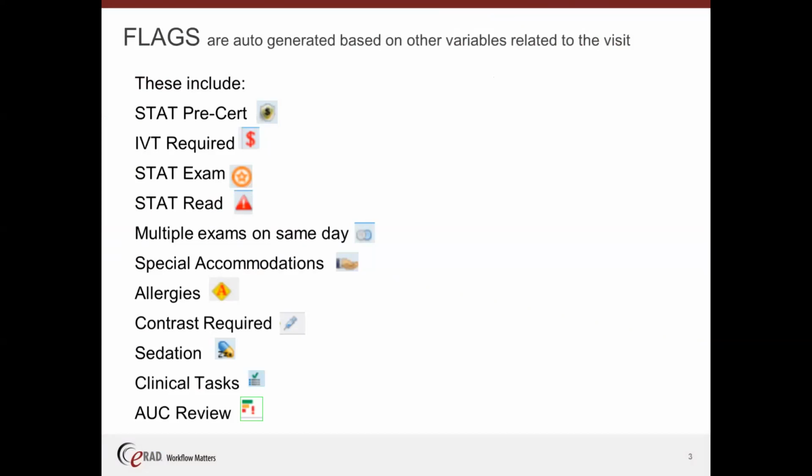So if the exam, for instance, is designated in the procedure code table as contrast required, that flag automatically generates in the flag column of the patient work list. Same thing, if an exam is marked stat or stat read, those will automatically produce those icons for you. So it's system generated and not much configuration there. What you see is kind of what you get.